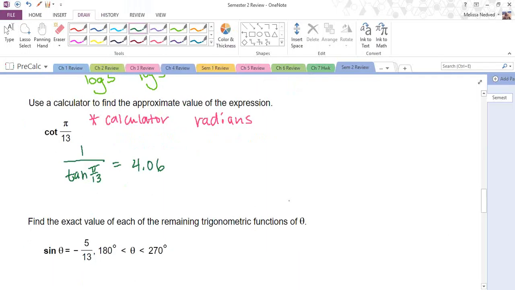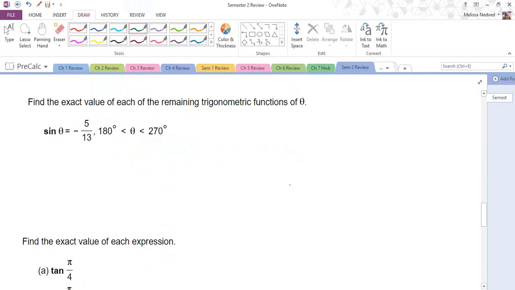So here I'm just really concerned with making sure that you get your calculator in the right mode. All right, next looking at Chapter 6, we talked a lot about finding all of the trig functions if we know just a few of the trig functions. So if I know that sine of theta equals negative 5/13, and theta is restricted between 180 and 270 degrees, what are the other 5 functions?